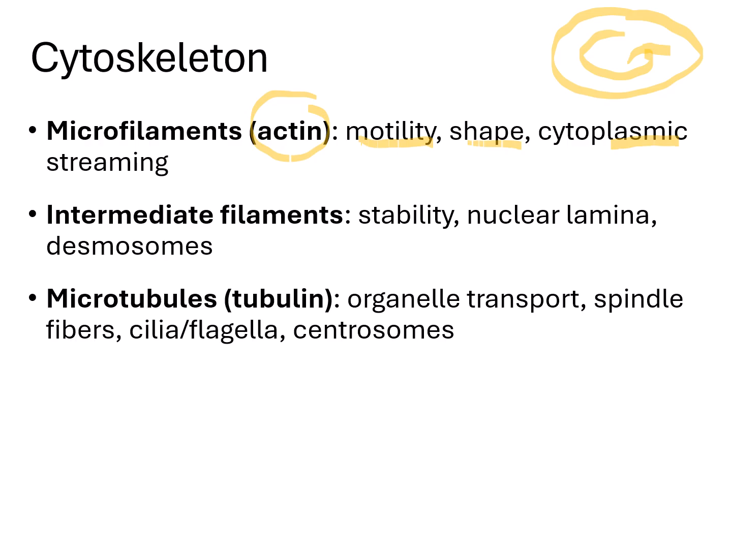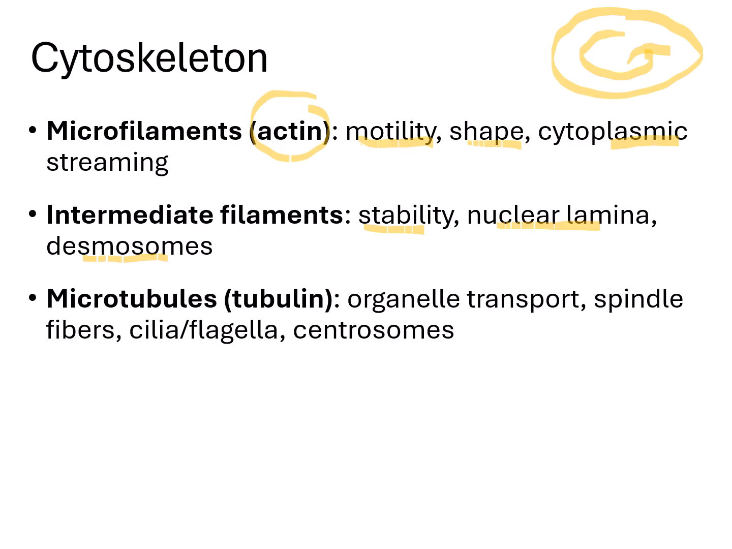Intermediate filaments are the second largest, or second smallest, you could say. They're right in the middle. They provide stability to the cell. They form the nuclear lamina to maintain the shape of the nucleus. And they can even connect cells through desmosomes, so they can connect cells to each other.